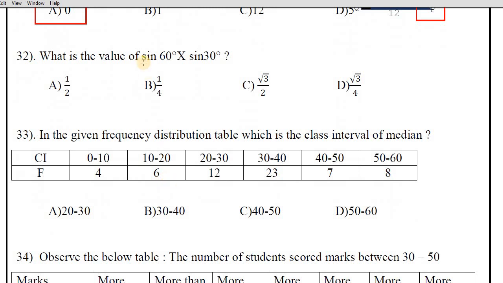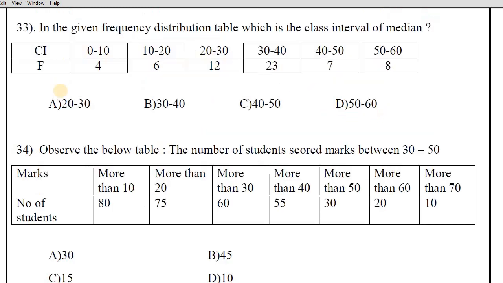Question 32, children. What is the value of sine 60 degree into sine 30 degree? Sine 60 degree value is root 3 by 2, into sine 30 degree value is 1 by 2. So multiply root 3 by 2 into 1 by 2, which gives the answer root 3 by 4. So option D is right for this question.